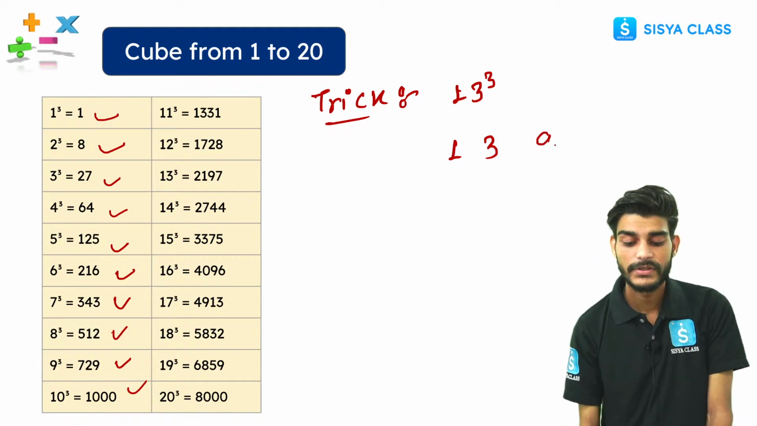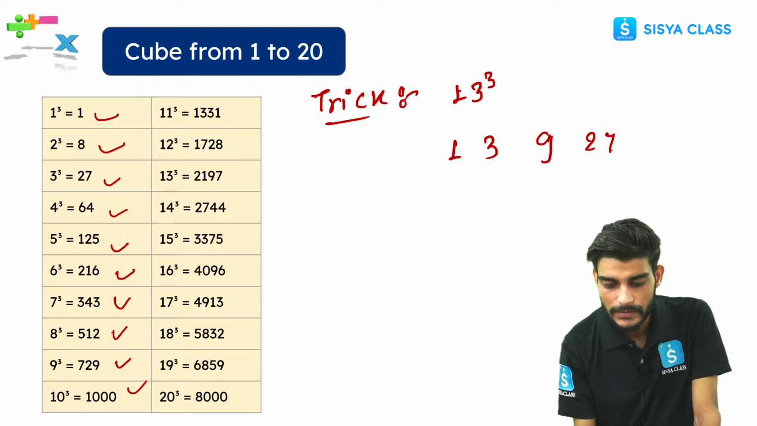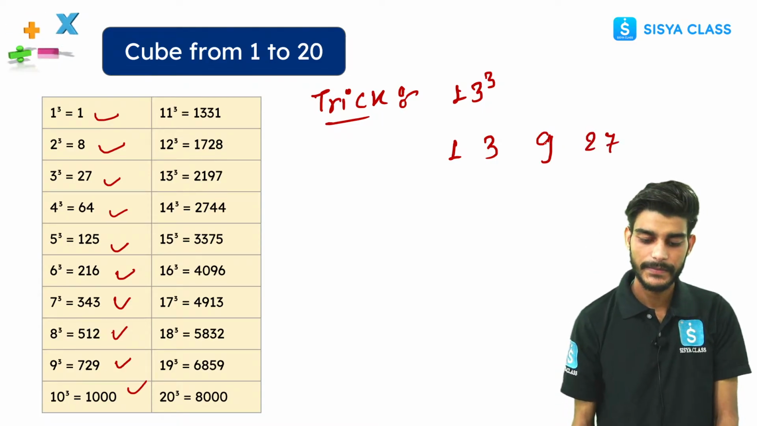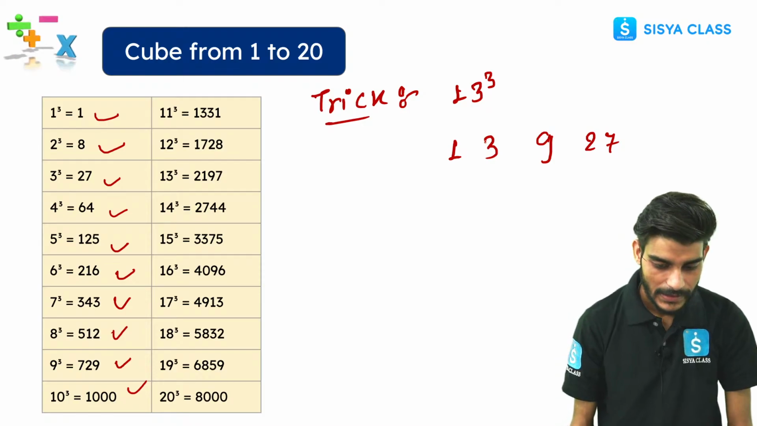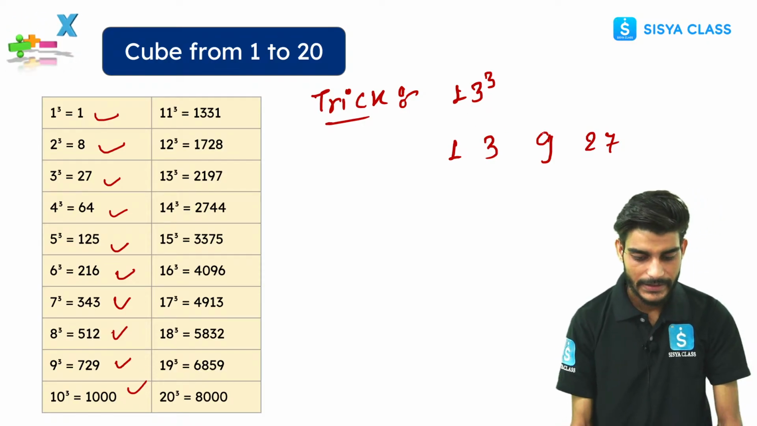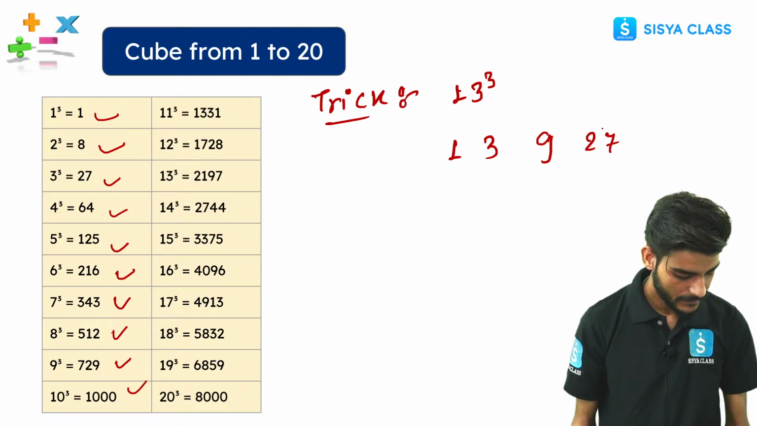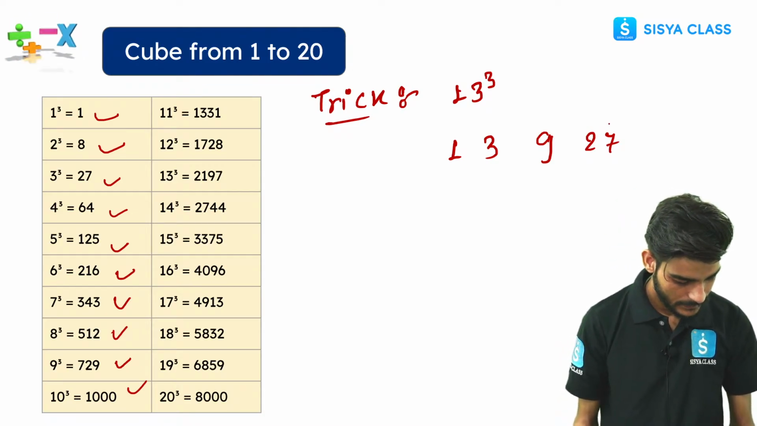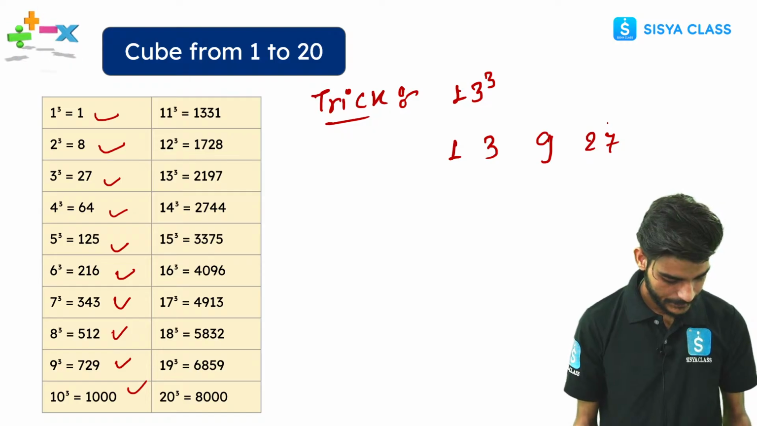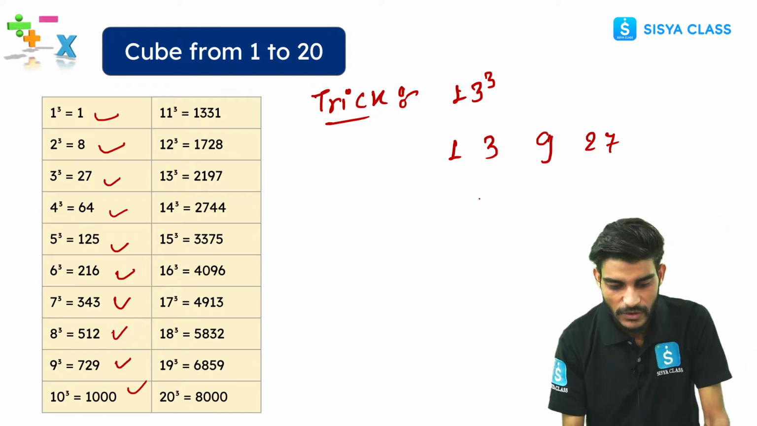Okay. उसके बाद क्या करेंगे? क्यूब निकालेंगे. 3 का क्यूब 27. Clear है? 1, 3, I'll write the same number, then I'll take the square of 3, then the cube of 3, that is 27. Clear? Any doubt? No? Okay.